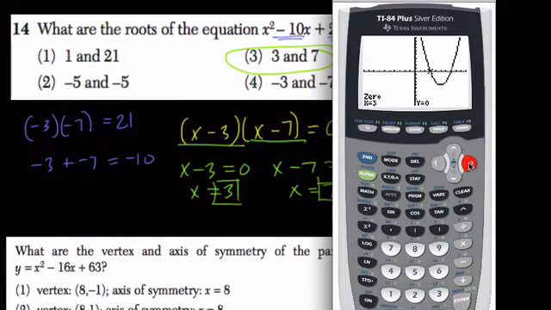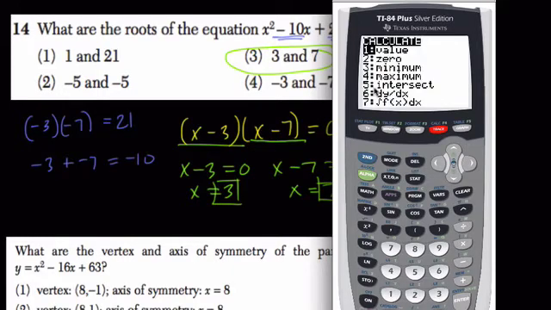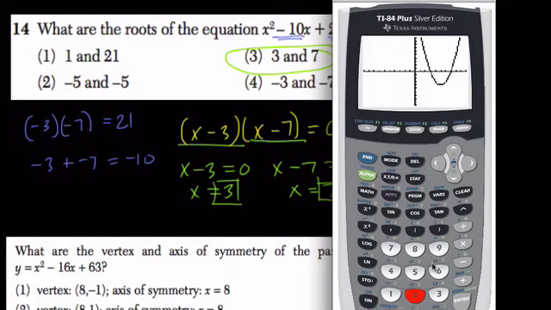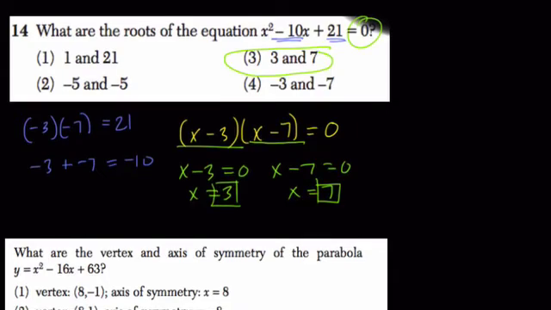And then you can repeat that process again over here. Second trace. You want to hit 0. Scroll to the right. It's asking you for a left bound. This time we're zooming in over here, so enter, and then to the right of that, enter. To ask you to guess, yes, so 7. It can find the roots as well. So that's 3 ways to solve that problem.